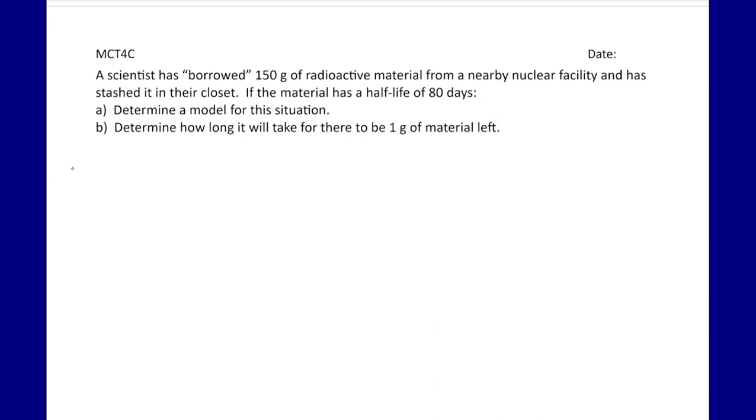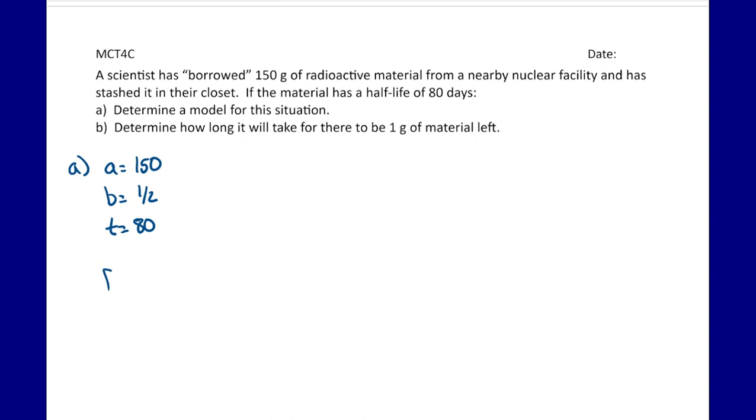So, because this is dealing with radioactive material and half-life, this is going to be our half-life equation. We need an A value, B value and the T value. The A value is the initial amount, so we start off with 150. The B value is going to be 1/2 because that is the decay rate. We're losing half the amount, or it's losing 50%. And T, the half-life, is 80 days.